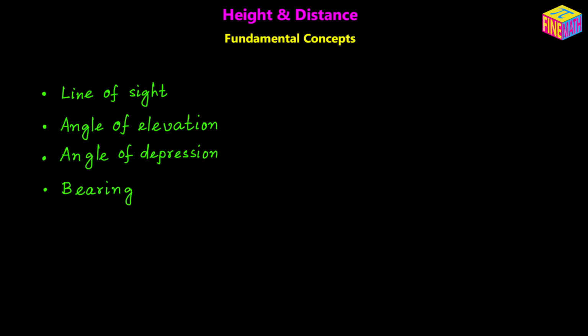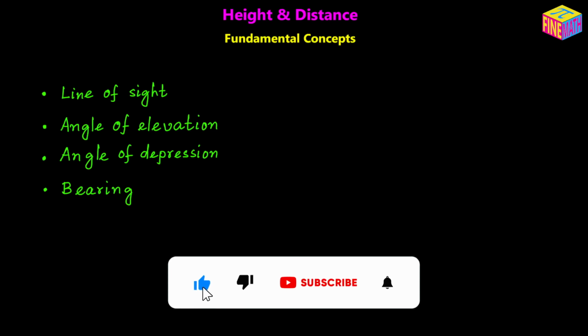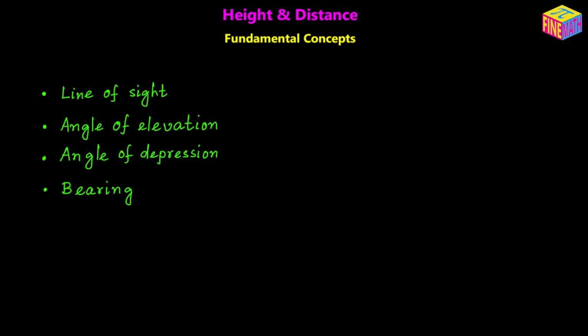Usually this is part of the trigonometry chapter, and here we are going to learn a few fundamental concepts that will be useful while calculating the height and distance of various objects. For that, first we are going to learn the line of sight, the angle of elevation and angle of depression, and after that we will talk about bearing.